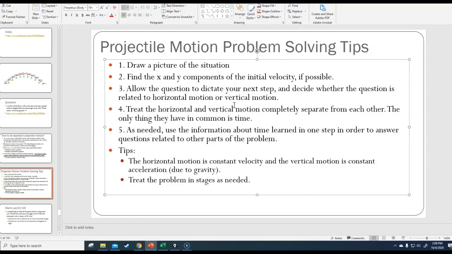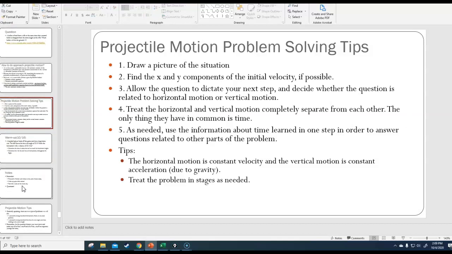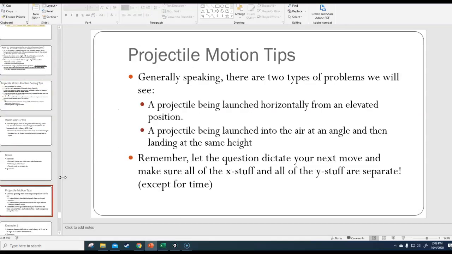Some of them are going to be pretty easy, some of them are not going to be easy. I will say that generally speaking, you have two types of projectile motion problems that you're most likely going to see. Either you have a projectile being launched horizontally from an elevated position, kind of like the ball rolling off the table, or you have a projectile being launched into the air at an angle and then landing at the same height. That covers the vast majority of problems you see in projectile motion.